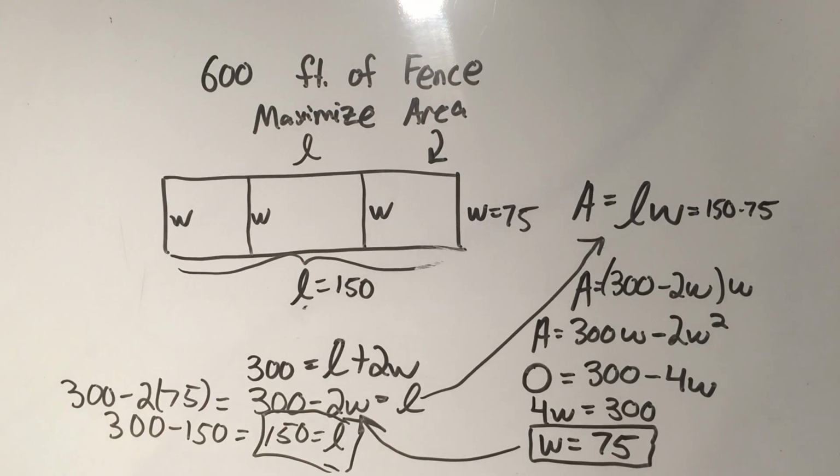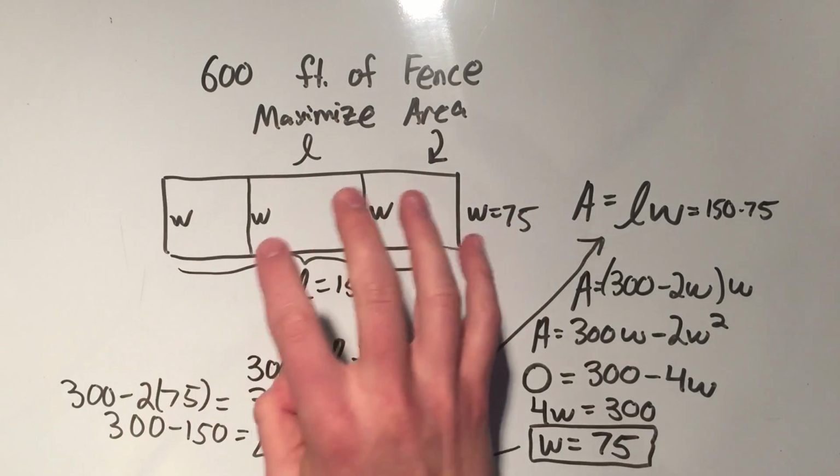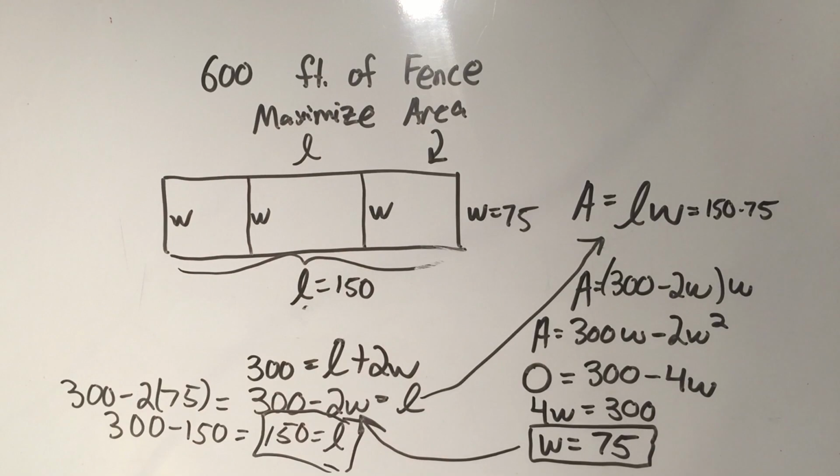So the whole name of the game here is I like to draw a picture and label it. You use your constraint to set up an equation. And then the other equation is whatever you want to maximize or minimize. You solve for one of the variables in the constraint equation and make a substitution into the equation you want to maximize. Take the derivative, set it equal to zero, solve for one of your variables, and plug that into the other equation to get the second variable.